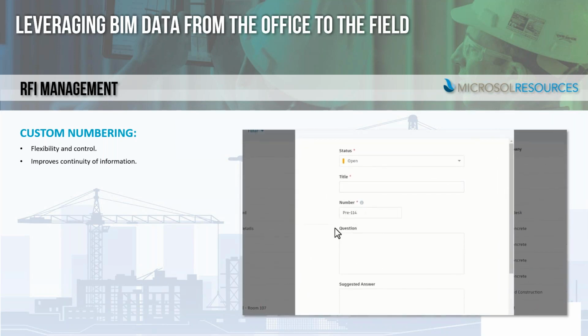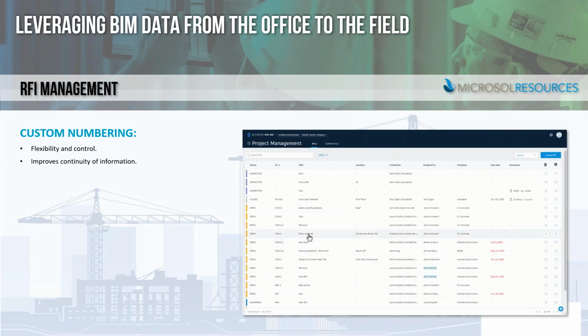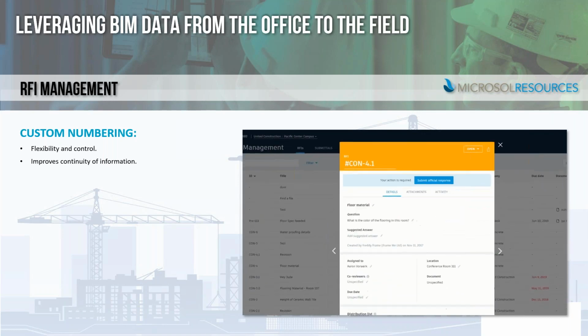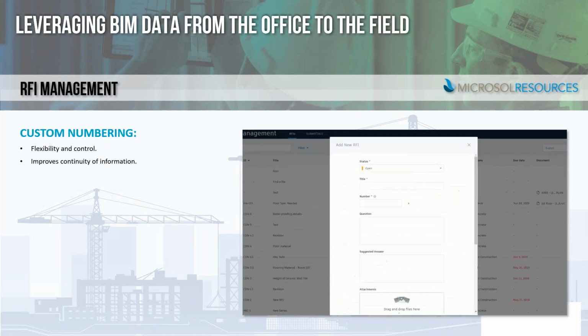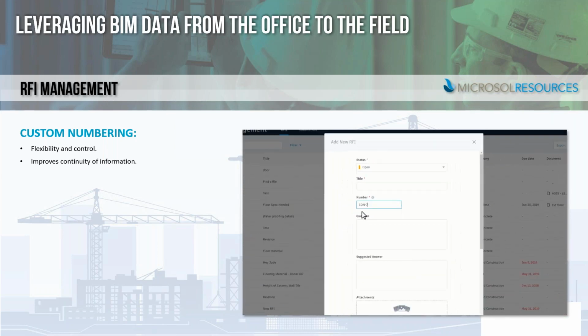For example, you may have initially created RFI number 102, and then later down the line needed to ask a follow-up question from that original RFI. Rather than creating a new RFI that generates whatever number comes next in the sequence, users can customize the number to be RFI number 102.1. This flexibility helps keep all relevant information together and easy to find.